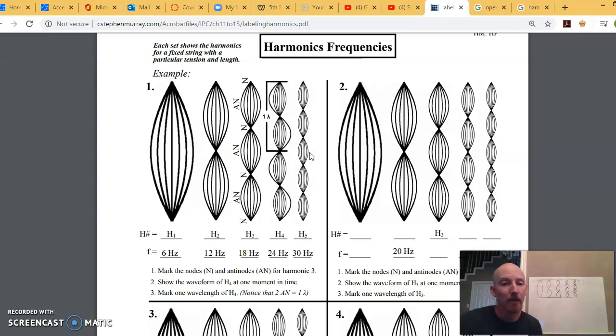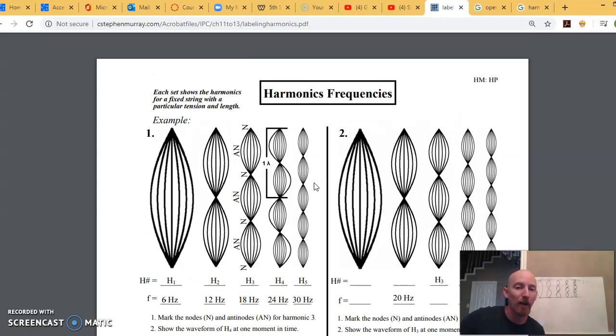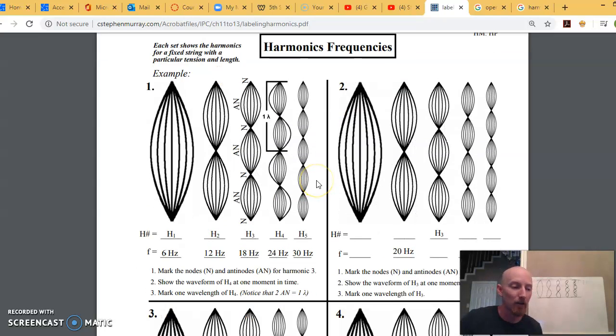Now, the symbol is something called lambda, which is this little thing right here. And the hardest part that students have trouble with is understanding the difference between length of the wave and length of the string. Okay, so we're going to talk about that here in just a second.